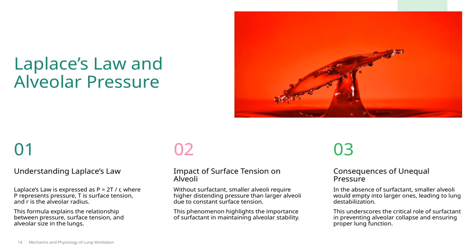Finally, what happens if surfactant is absent? Smaller alveoli tend to empty their air into larger ones, which can destabilize the lung structure. This process underscores the vital role of surfactant in preventing alveolar collapse and ensuring smooth, effective lung function.